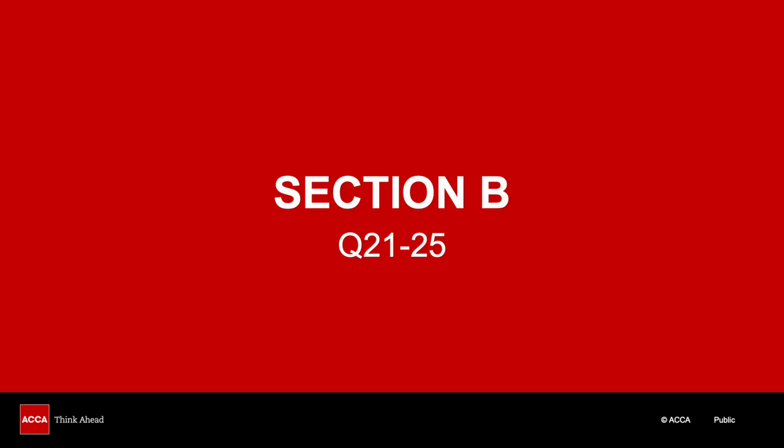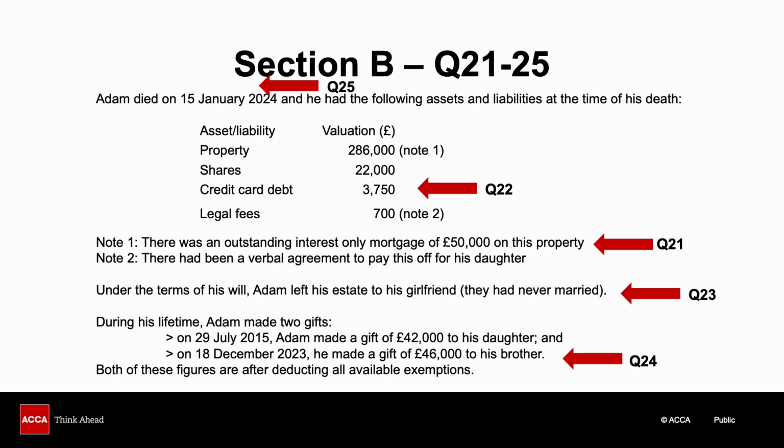Now we're going to move on to the next set of questions in section B, questions 21 through to 25. And as you should know from having had a go at this mock already, these 5 questions were around inheritance tax. The information there on the screen is what you were given in the scenario for these 5 questions. And you can see that relevant bits of information are scattered across the scenario there. So we're going to obviously start with question 21 and work our way through.